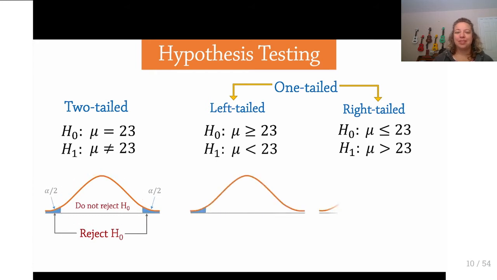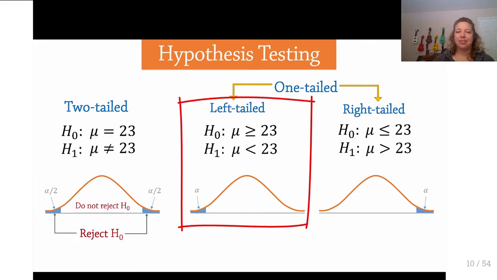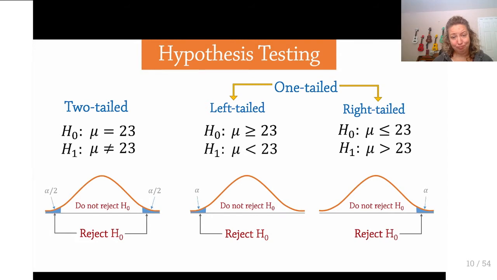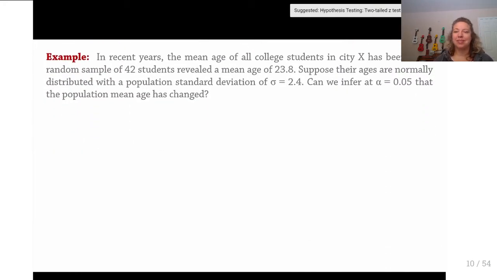For one-tailed tests, alpha is not divided. So for the left-tailed test, the rejection region is in the left tail, and it's in the right tail for the right-tailed test. Once the rejection region is set, we then calculate the test statistic. If the test statistic falls in the rejection region, we reject the null hypothesis. Otherwise, we fail to reject it. In the second part of this video, we will look at this example to illustrate the hypothesis testing process.